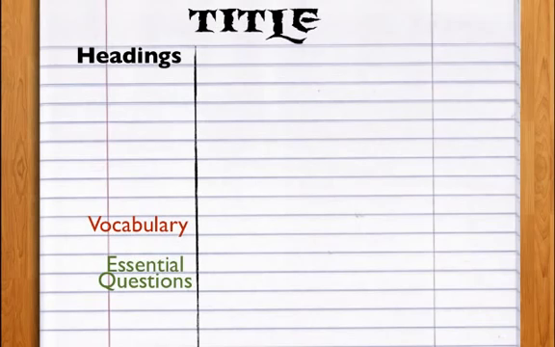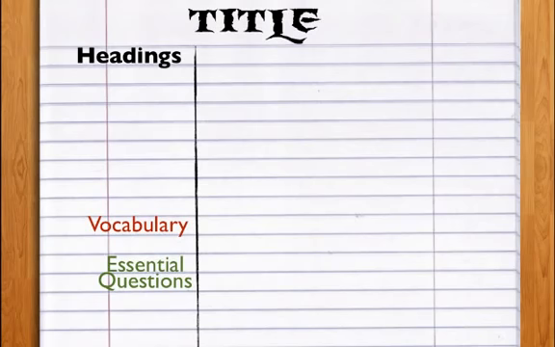Now, if you notice here, I've also chosen a couple colors, red for vocab, green for essential questions. I personally recommend, whenever possible, using different colors so that way, as you're going back through your notes, you'll be able to easily identify vocab as opposed to headings, as opposed to essential questions. It helps the brain pick things out much more simply.